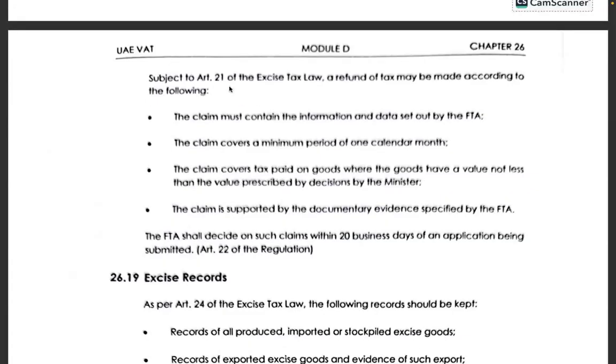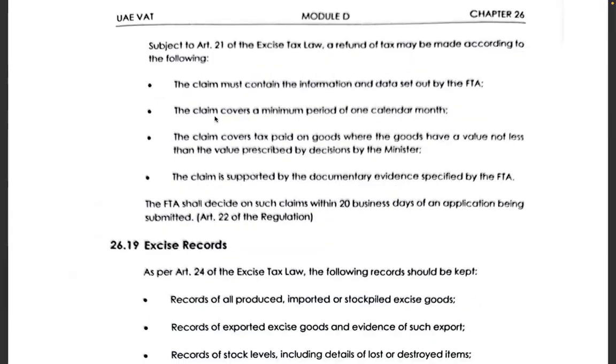Subject to Article 21 of the Excise Tax Law, a refund of tax may be made according to the following. A claim must contain the information and data set out by the FTA. So the required information should be provided as set by the FTA. The claim covers a minimum period of 1 calendar month. So for the refund of excise tax, the minimum is 1 calendar month.